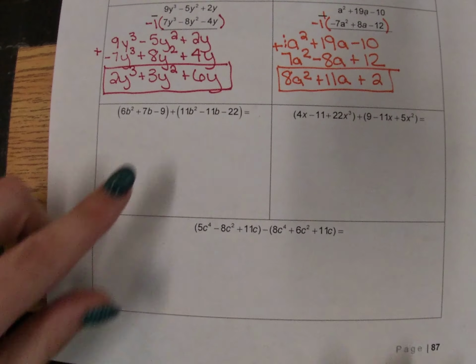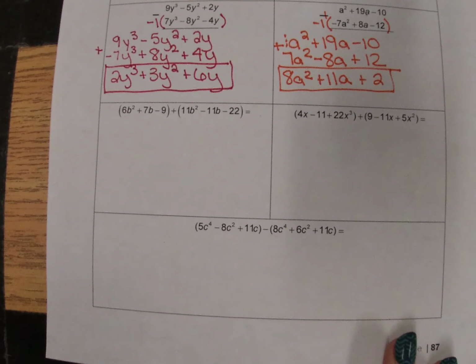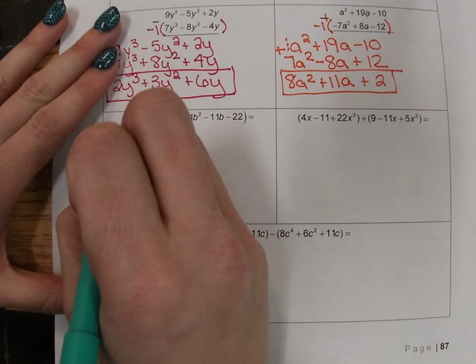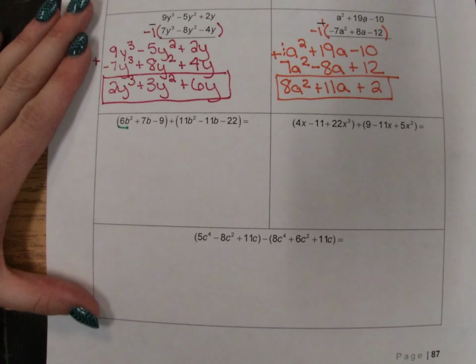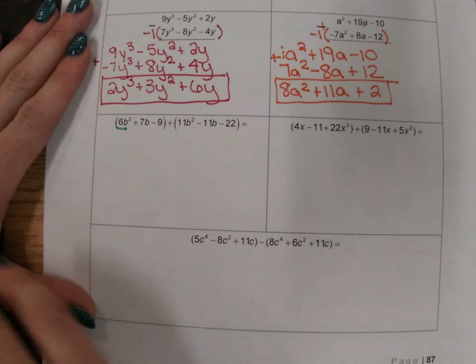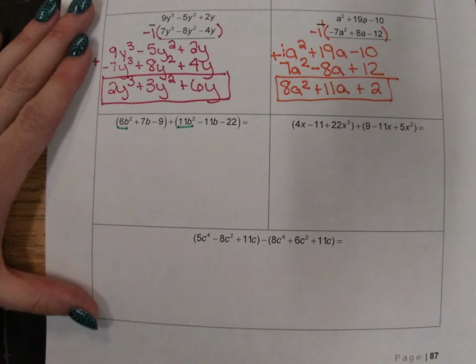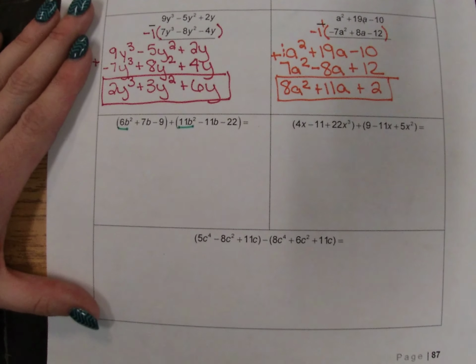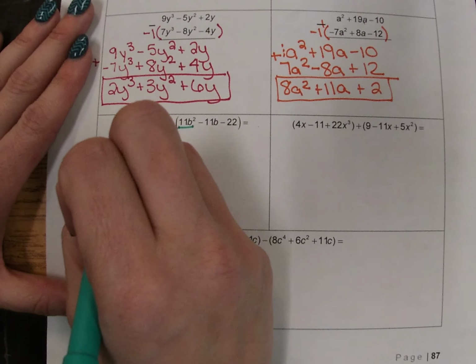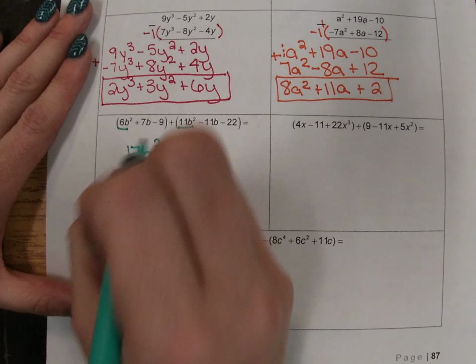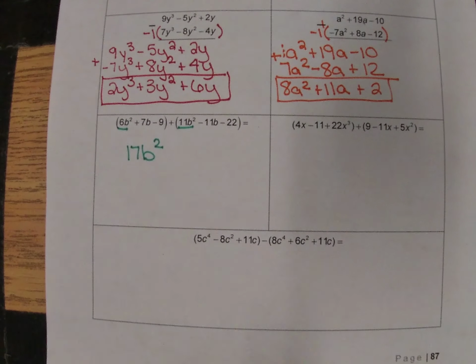Okay, but the other option is when we know that this is addition, we can just go straight to combining like terms. So we're just going to ask ourselves, is there anything that we can combine with the 6b squared? Well, we can, because we have another b squared over here, and 6b squared plus 11b squared will give us a 17b squared. And then we'll simply just move on to the next piece.